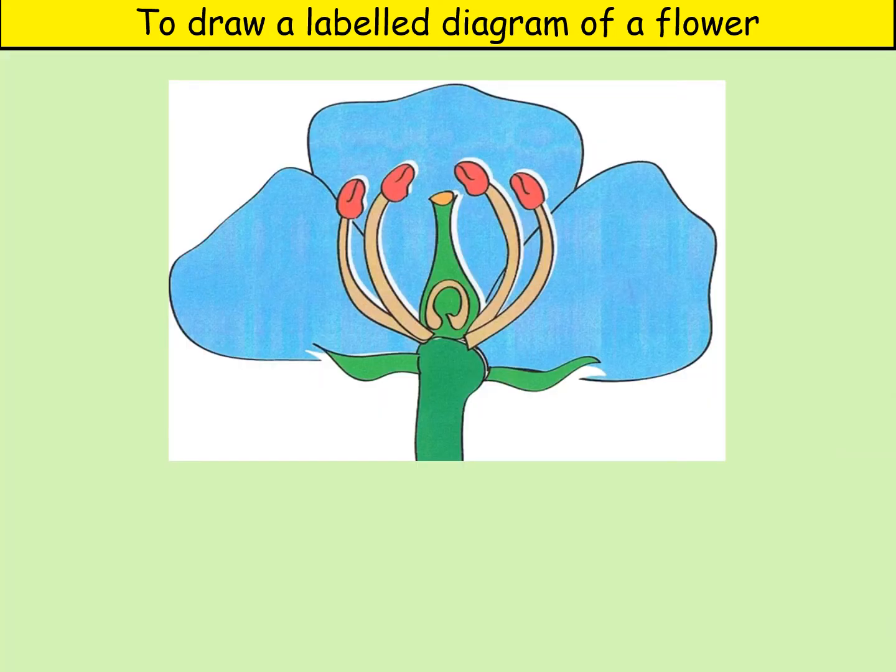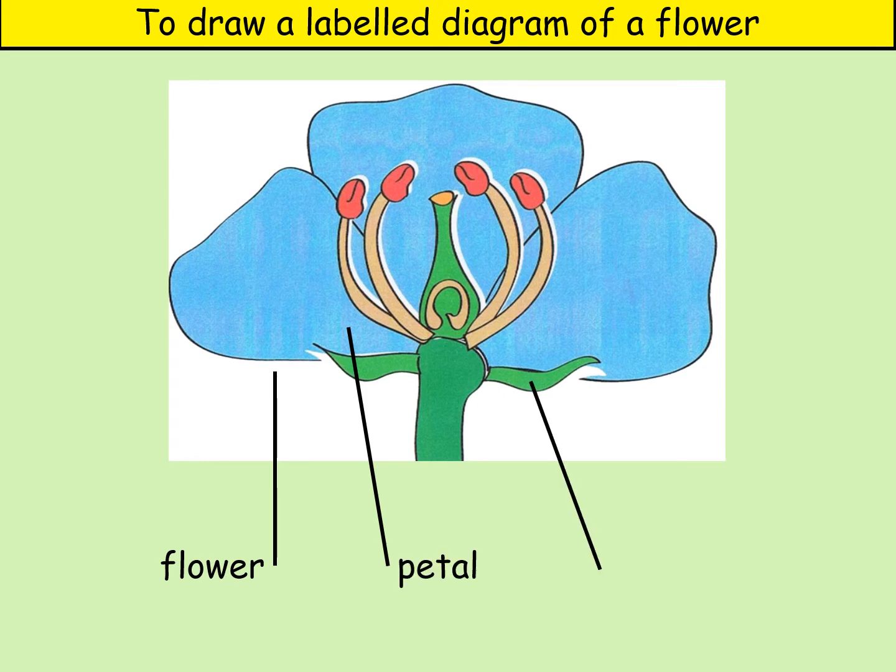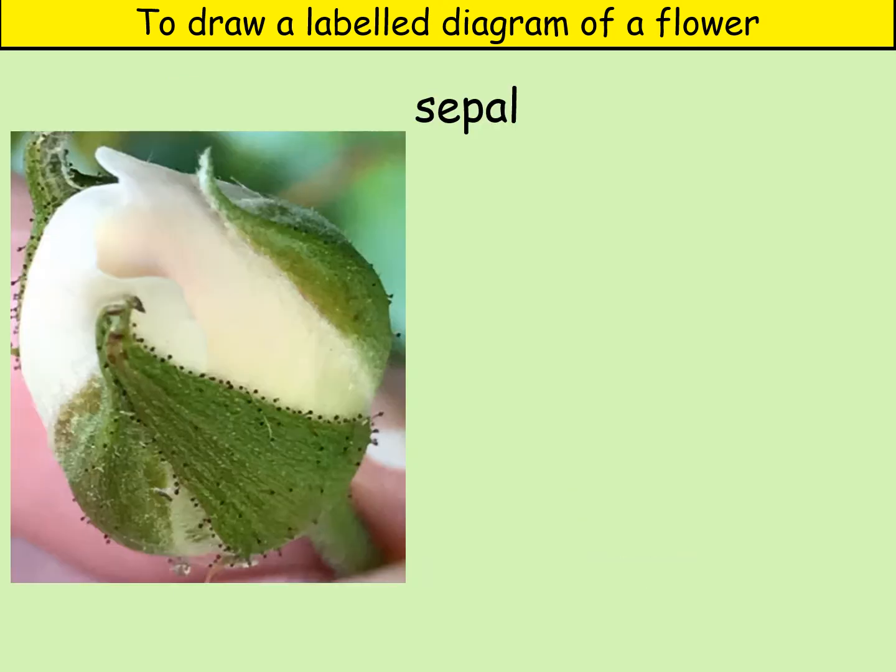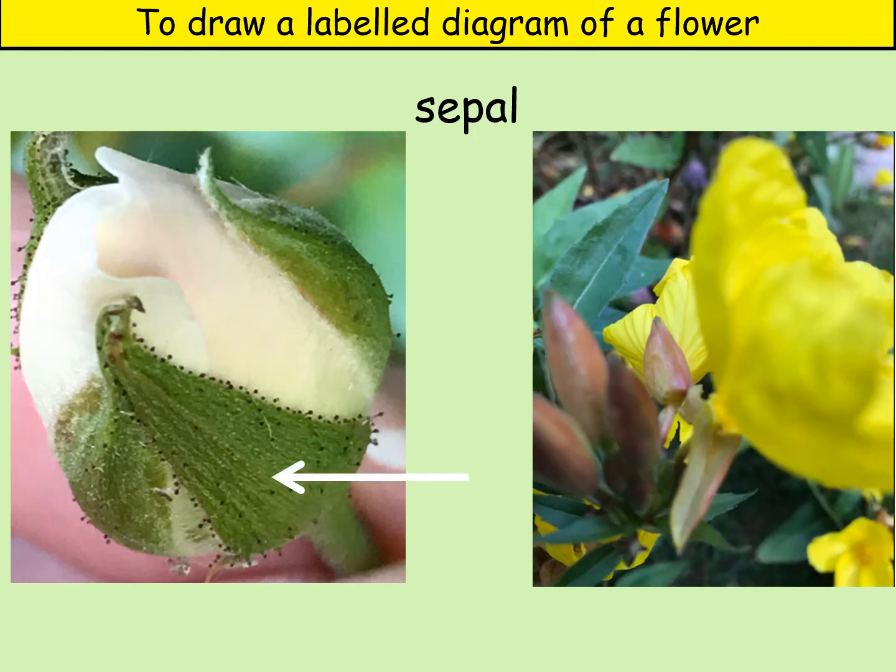Now, we need to research the names of the organs. So, the whole thing is called a flower. The blue part is a petal. This green bit that looks like a leaf isn't a leaf, it's a sepal. Let's check where the sepal is on a flower. Here it is on a rosebud, and here it is on this yellow flower. And here you can see it hanging down after the bud has opened.